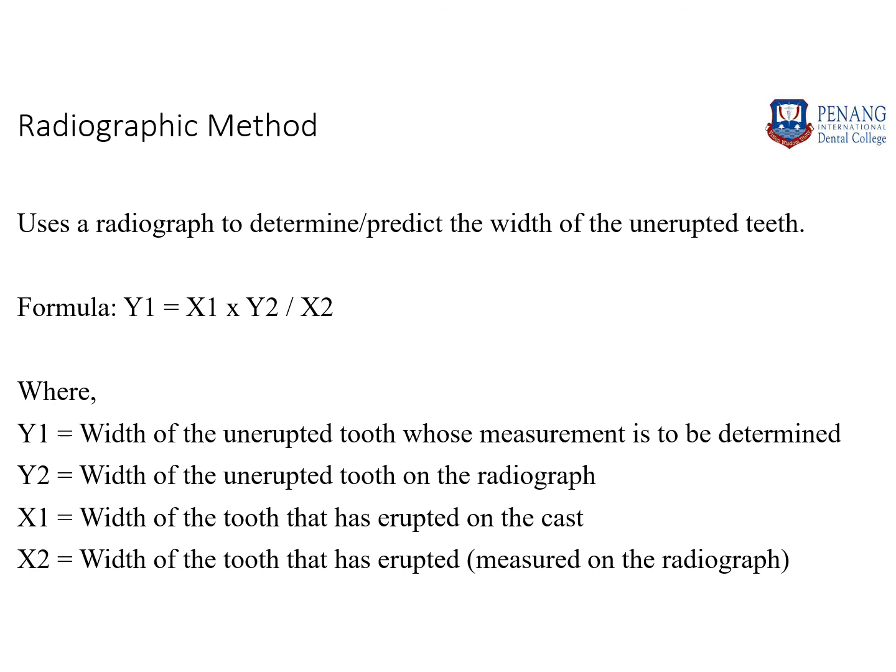So X1 is the width of the tooth that is erupted on the cast, and X2 is the width of the tooth that is erupted, that is measured on the radiograph. So here X1 will be the measurement performed on a cast, whereas X2 is the measurement performed on the radiograph. So using the formula will help you predict the width of unerupted teeth.